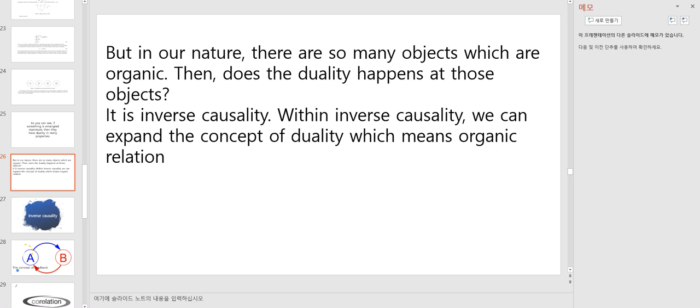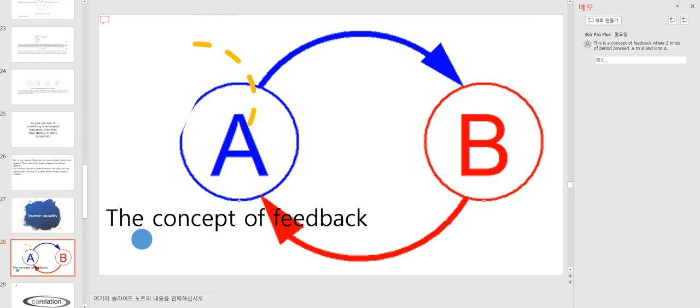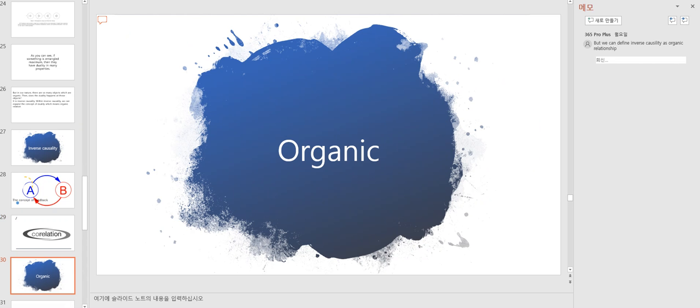But in nature, there are so many objects which are all organic, so does duality happen between those objects? It is inverse causality. With inverse causality, we can expand the concept of duality, which means organic relation. Inverse causality is a concept of feedback where two processes proceed from A to B and B to A. This can be causality or correlation, but we can define inverse causality as an organic relationship.